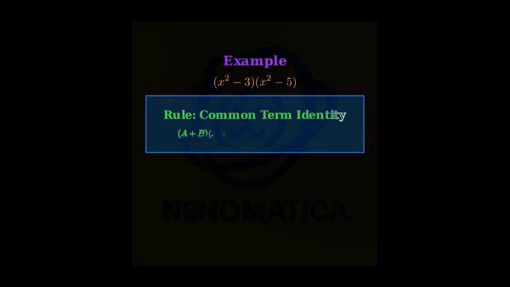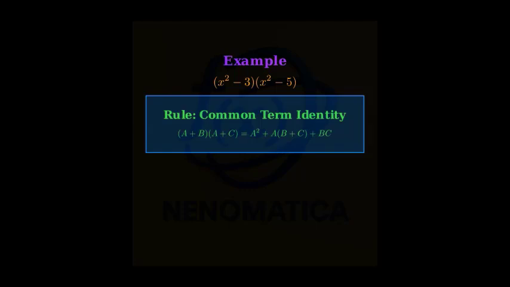We need to expand the product of (x squared - 3)(x squared - 5). To solve this, we'll use the common term identity. This identity tells us that when we have two binomials in the form (a + b)(a + c), we can expand it as a squared plus a times the sum of b and c, plus the product of b and c. In other words, (a + b)(a + c) equals a squared plus a times the quantity (b + c), plus b times c.